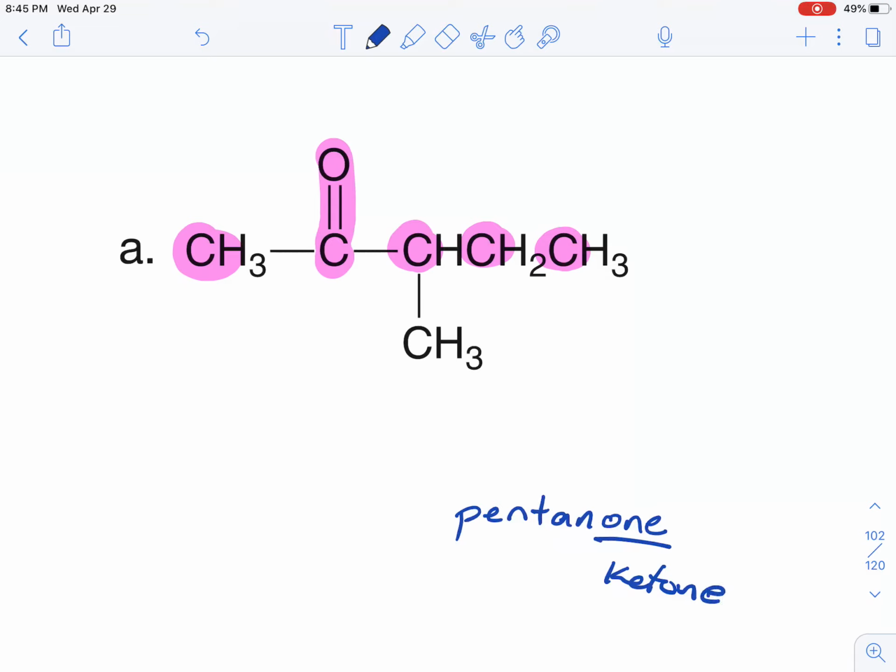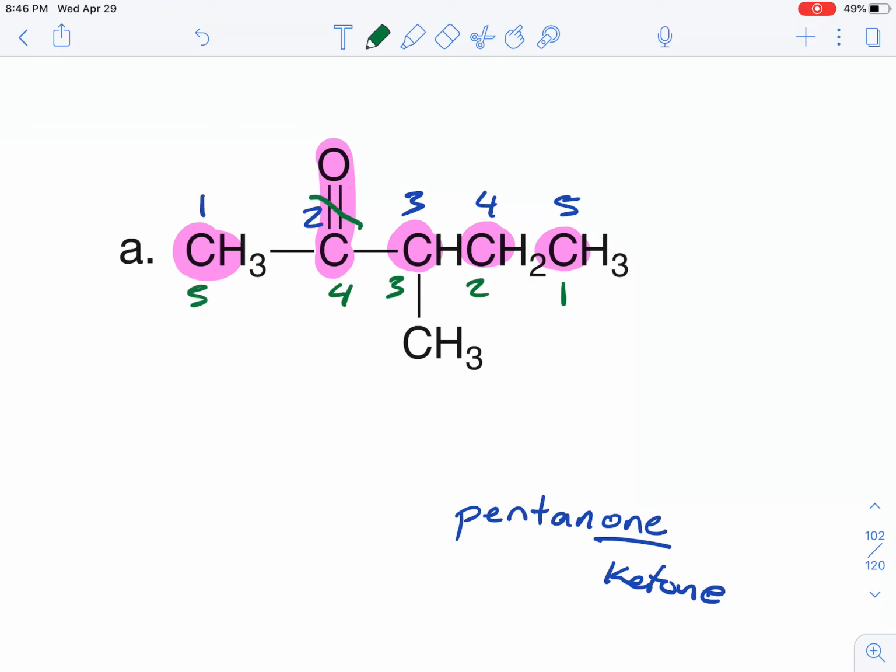And so this ketone, the position of the carbonyl carbon of the ketone, needs to be communicated to the reader. And so therefore we need to go left, right, right, left with respect to the ketone. So here I have 1, 2, 3, 4, 5. And if I go the opposite direction, I have 1, 2, 3, 4, 5.